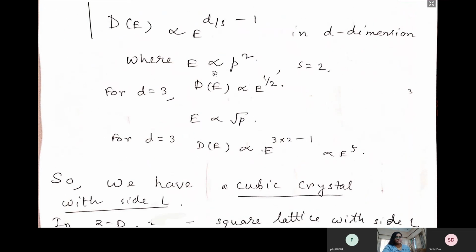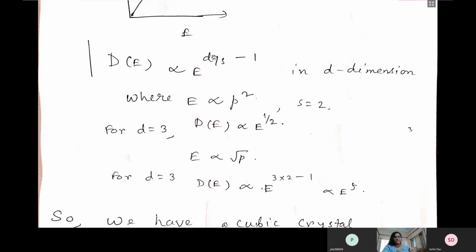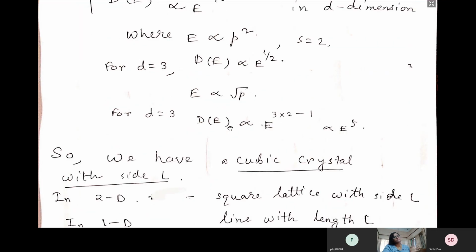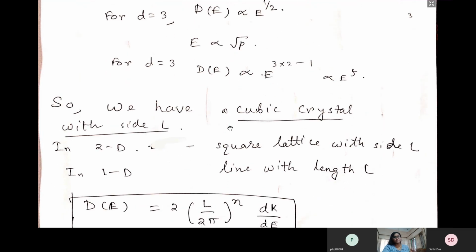Similarly, we also learned the general relation of density of states with respect to energy, that is g(E) is proportional to E to the power d by s minus 1, where d is the dimension and s is the number such that E is proportional to p to the power s. So from the E-p relationship, you can find the density of states for any dimension. We calculated it for one, three and two dimensions, and it matched our results.